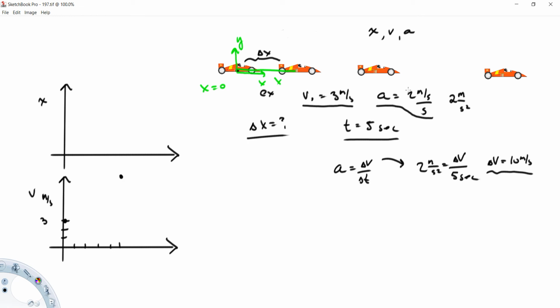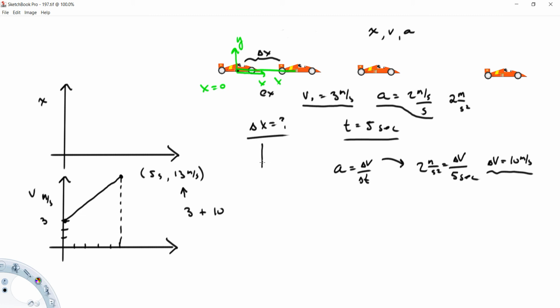If the acceleration is constant, that means this is a linear function. And again, this is now the point 5 seconds and 13 meters per second. Again, for those wondering, where did the 13 come from? The initial velocity was 3, and we added our change, our increase, which we got from here.